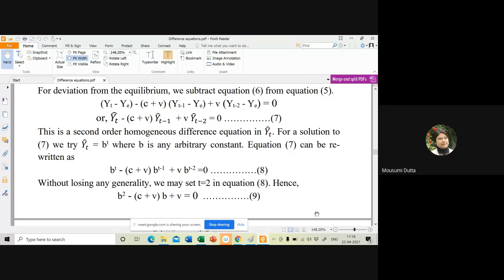So from equation number 9, we get, actually, equation number 9 is the characteristic equation for equation number 8. So solving these characteristic equations, we get two roots, b1 comma b2 equal to, please write down the value. Here minus b means minus of c plus v, which is simply c plus v. Then plus minus root over b square, that means c plus v whole square.